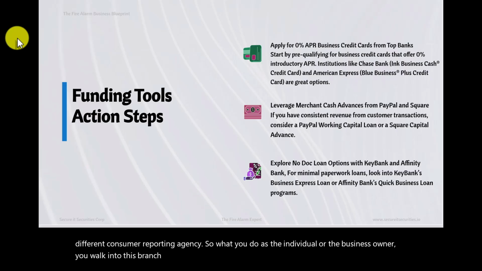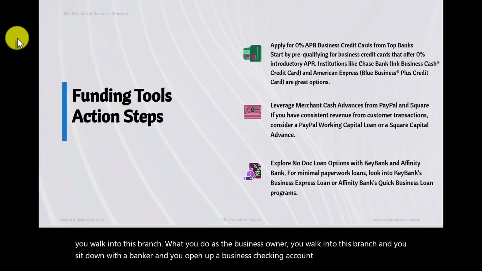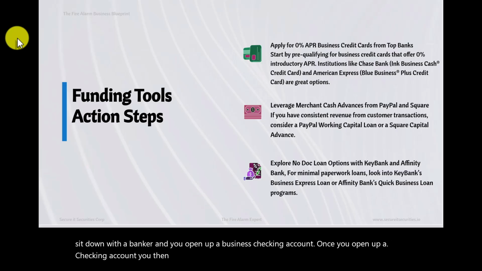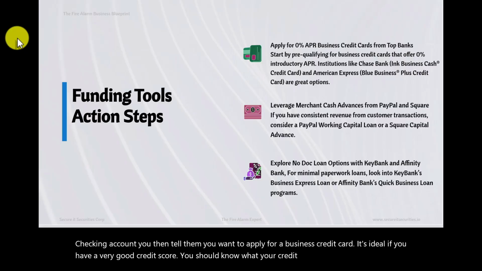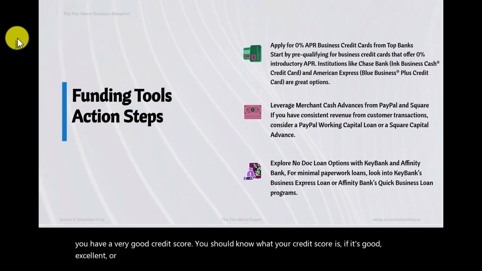What you do as the business owner, you walk into this branch and you sit down with a banker and you open up a business checking account. Once you open up a business checking account, you then tell them you want to apply for a business credit card. It's ideal if you have a very good credit score. You should know what your credit score is, if it's good, excellent, or poor, in whichever category it is.